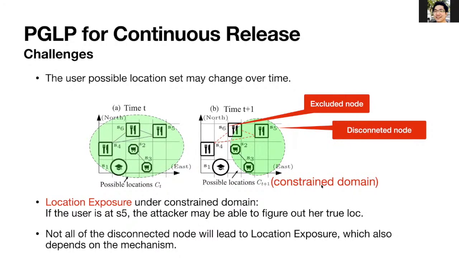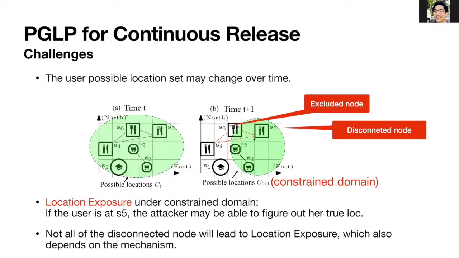So what happens with the existence of the constraint domain? The direct consequence is that the policy graph will not be the same. There will be excluded nodes and disconnected nodes. For example, in this figure, S6, S1, S4 are excluded nodes because they were originally in the possible location set, but now they are excluded from it. That means the attacker knows these are impossible locations, so we cannot protect the privacy of them.